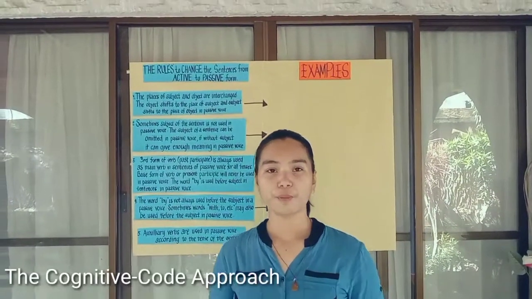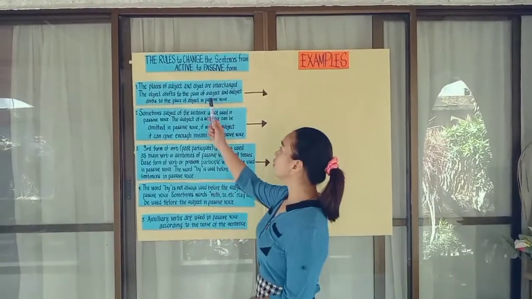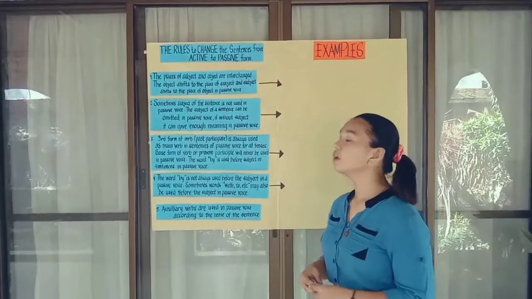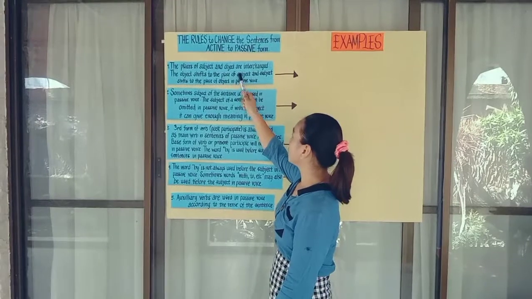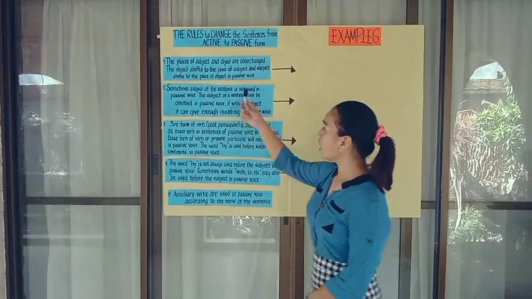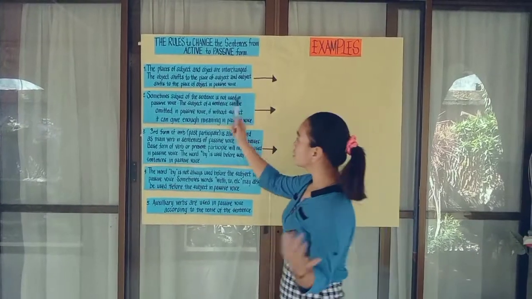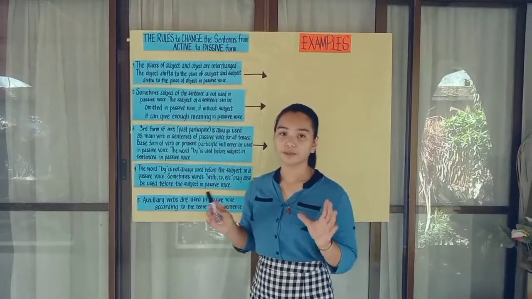So another important part of active and passive voice is their rules. The rules to change the sentence from active to passive form. Number one, the places of subject and object are interchanged. The object shifts to the place of the subject and the subject shifts to the place of the object in the passive voice. Examples.